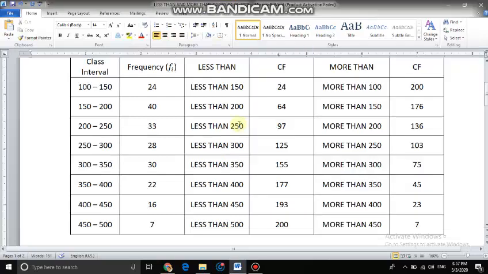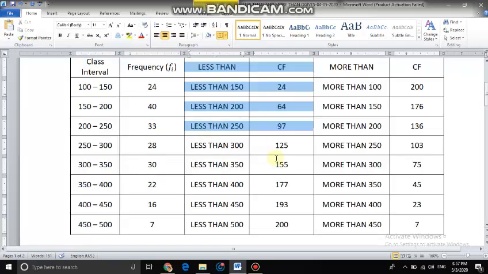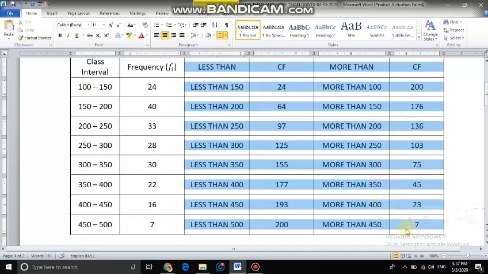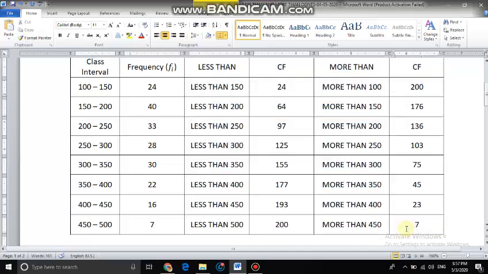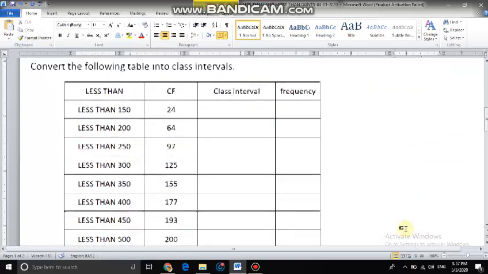Okay, so there might be 2 more questions. They give the class intervals in the question, and they may ask you to convert into less than type or more than type, or maybe both. If you have done this much, then the question will be over. That type of question is also there. Now next one. Now we are doing the reverse process.